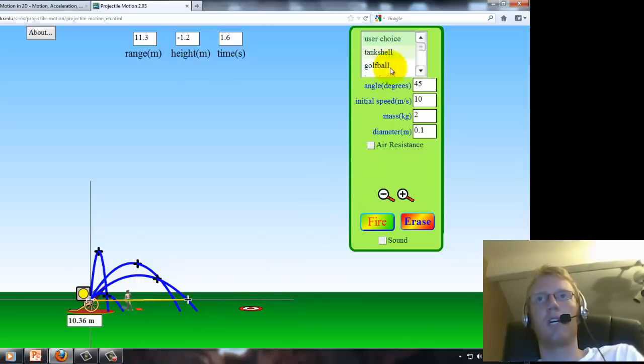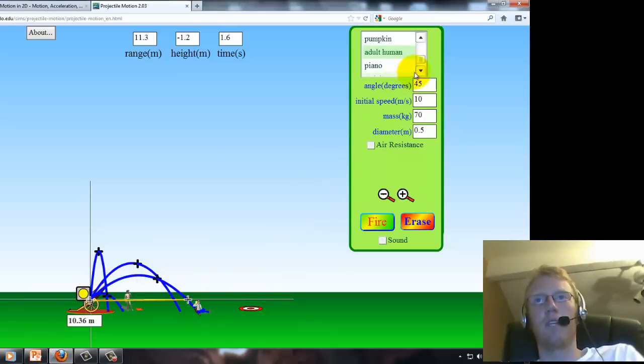Let me change the projectile to a tank shell. Oh, changing the projectile, which made the mass different, had no effect. You see that? What if we shoot a bowling ball? Change the mass, change the size, same projectile path. Let's shoot a football. Same projectile path. Let's shoot, oh my god, a human. Same projectile path.